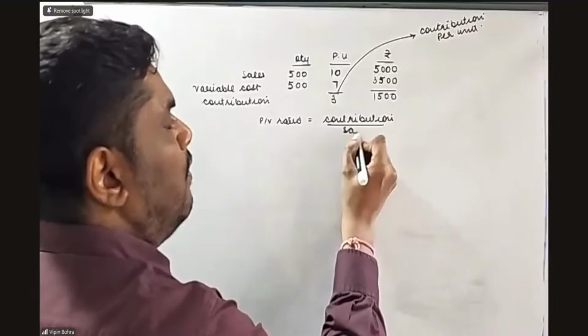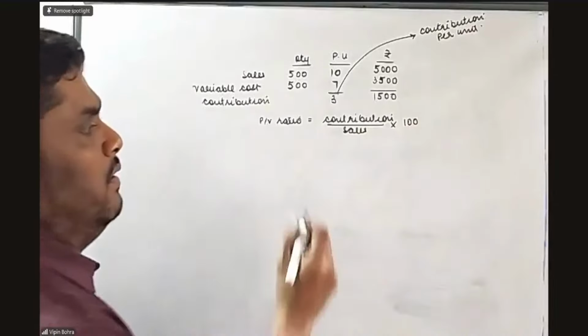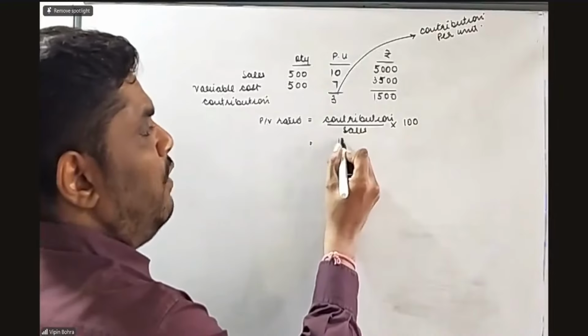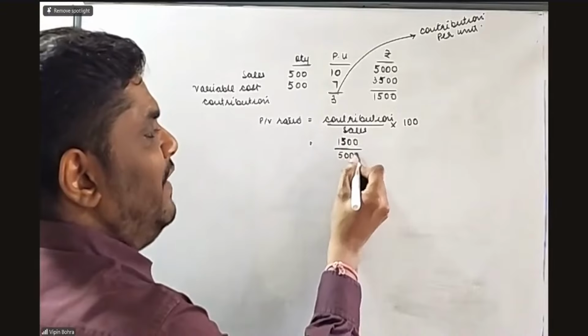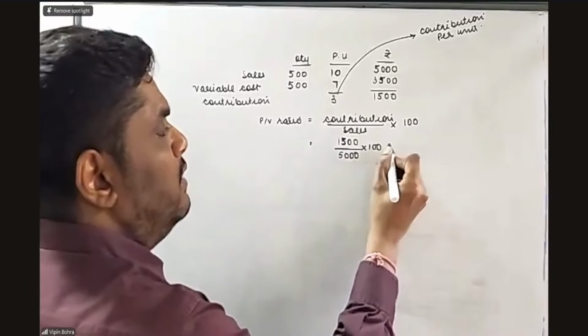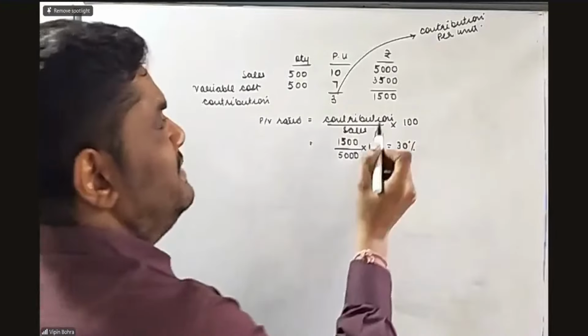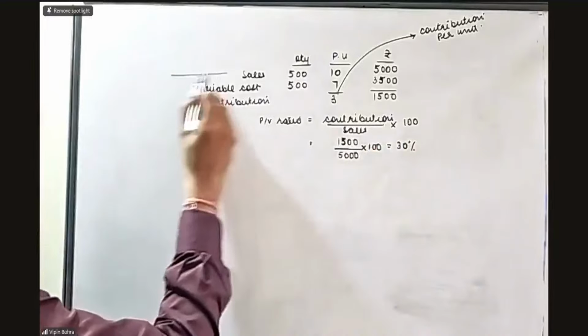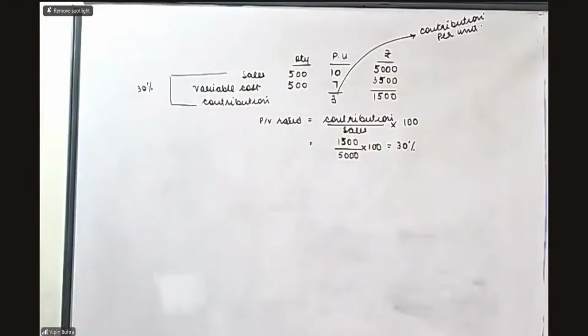Contribution divided by sales into 100. So if my contribution is 1,500 and my sales is 5,000, into 100, this will be 30%. It means we can say my contribution is what? 30% of sales.